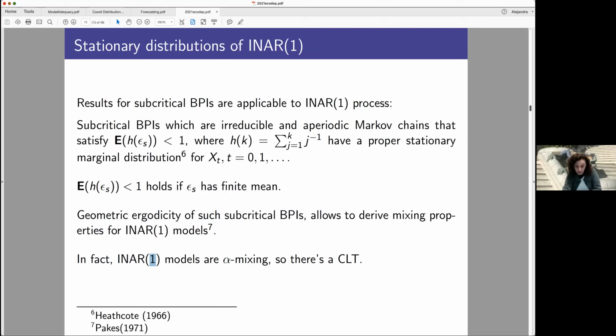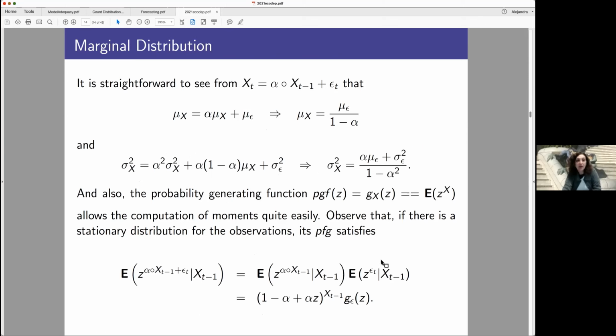Okay, so we've talked about stationary distributions. So what about the marginal distribution of the chain, that is the distribution of X_n? Well, the mean and the variance are straightforward to compute. I mean, if we assume that we have a stationary distribution, then take expectation in both sides here, and it's straightforward to see that the marginal mean will be the mean of the innovations divided by 1 minus alpha, and the variance takes this form.